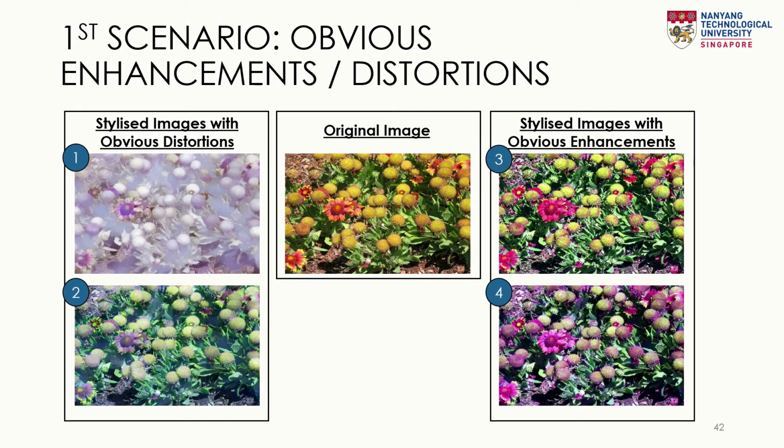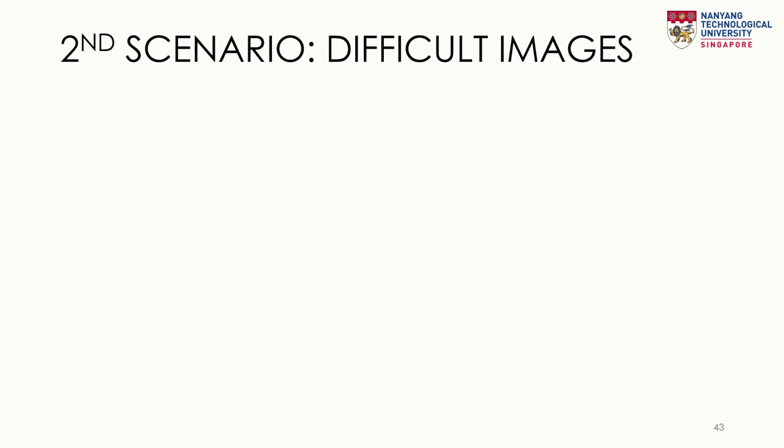Here, the first two stylized images that we use are observed to have obvious visible color and structural distortions. The other two stylized images are observed to have obvious enhancement in terms of higher contrast, sharpness, and color. The second scenario consists of difficult images. Difficult images are images that have both visible degradations and enhancements.